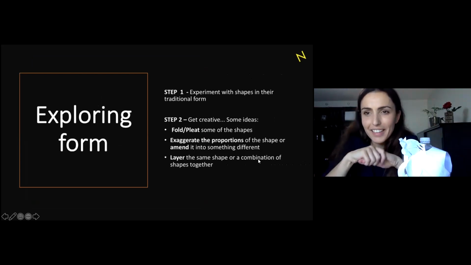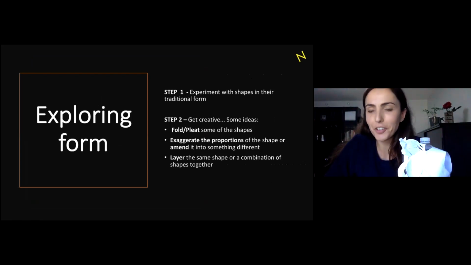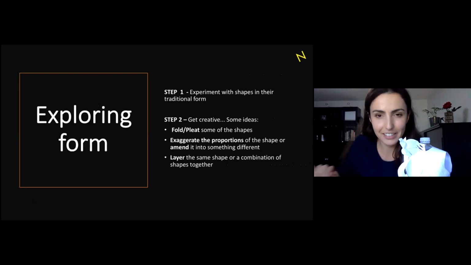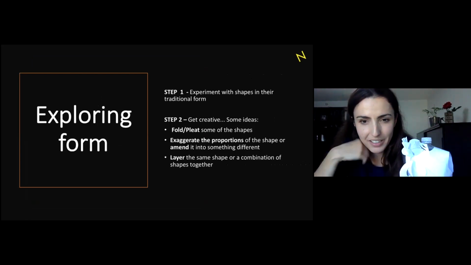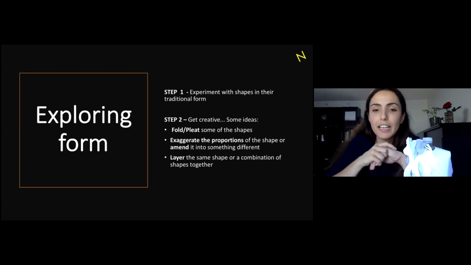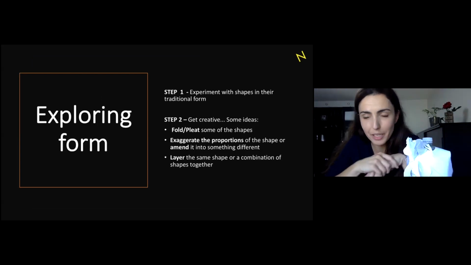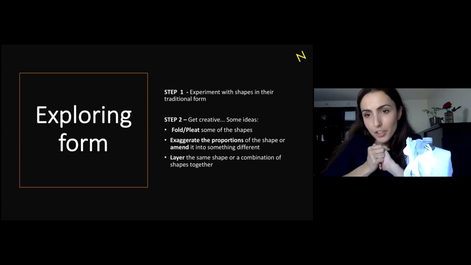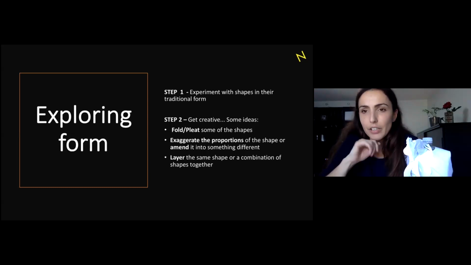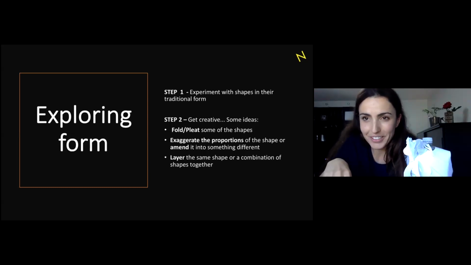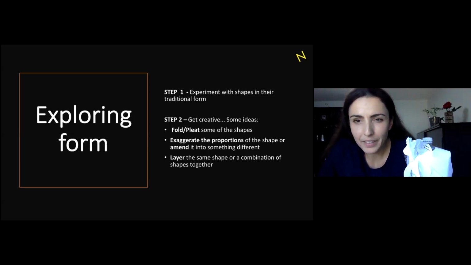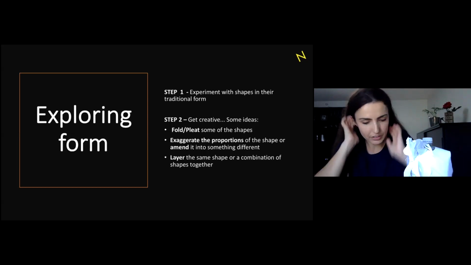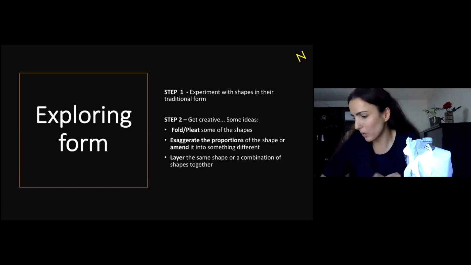So if we then continue to explore form and we look at the next step, it's actually already on the screen for those of you who still have the presentation up. So think about how you could layer some of the same shapes or a combination of shapes together. So with the chatterbox, you might want to layer some of the chatterboxes or some of the angular. I think Jane, you showed us some of your angular, some of the rolled fabric. You might want to layer some of that.